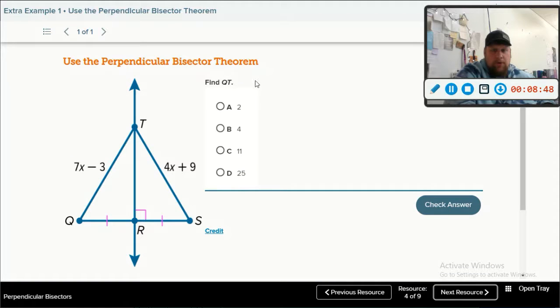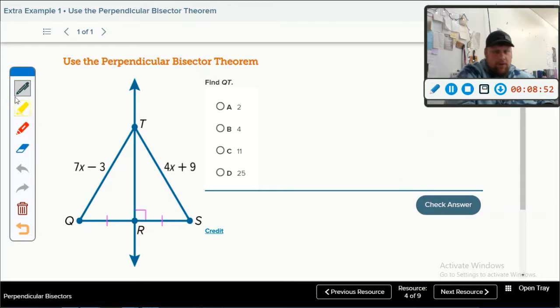Okay, use the perpendicular bisector theorem, and we need to find QT. So what are we trying to find right here? We're trying to find QT. Let me go ahead and highlight QT. We're trying to find what this is, QT.